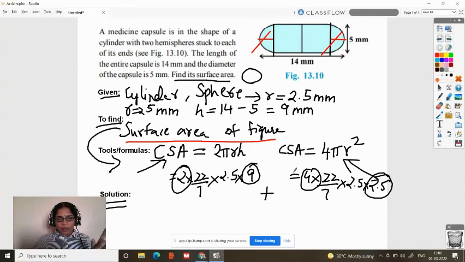First, draw the figure, then write the given, then write the to find, then use only those formulas you wrote down, then do the calculation. I hope this helps you understand the way to solve a mathematics problem.